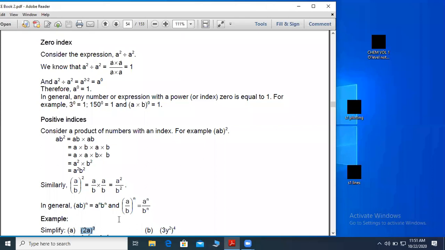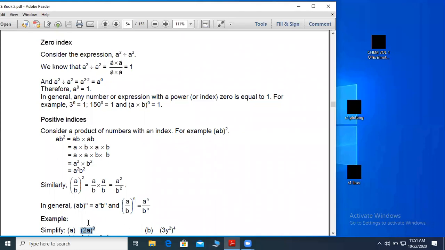6a cubed. How are you getting 6? 2 times 2. And you are sure that is 6? It's 8a cubed. Okay, thank you. That one is now correct.